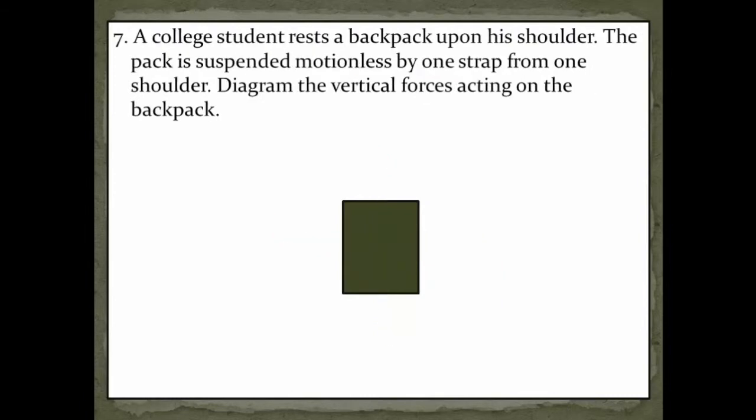Onwards. A college student rests a backpack upon his shoulder. The pack is suspended motionless by one strap from one shoulder. Diagram the vertical forces acting on the backpack. Well, simple. Let's say that we're staring right at his back. This is the backpack. We have a force of gravity pulling down. We have a force pulling up.